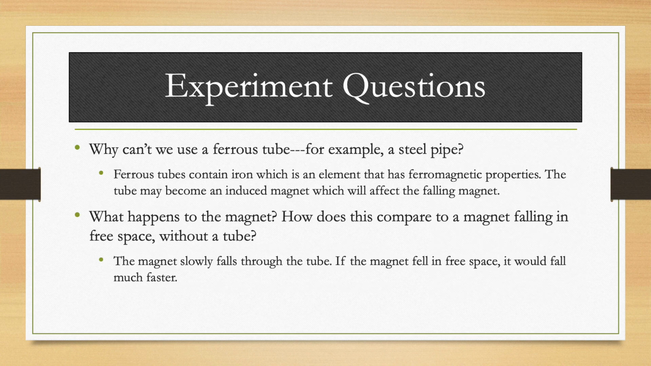Why can't we use a ferrous tube, for example, a steel pipe? Well, ferrous tubes contain iron, which is an element that has ferromagnetic properties. The tube may become an induced magnet, which will affect the falling magnet overall.